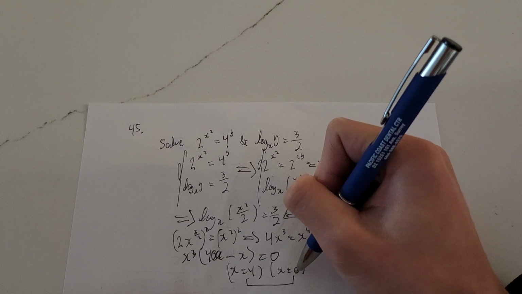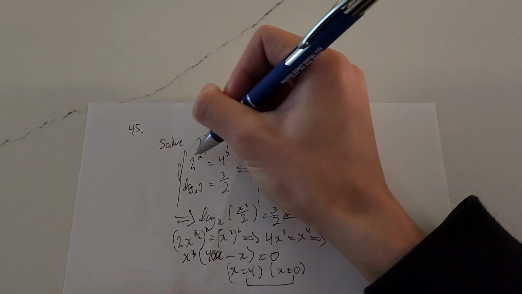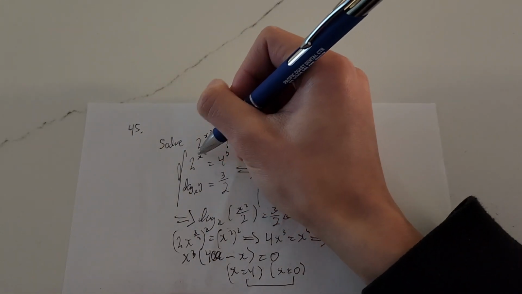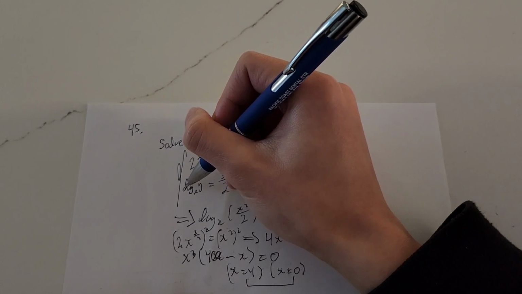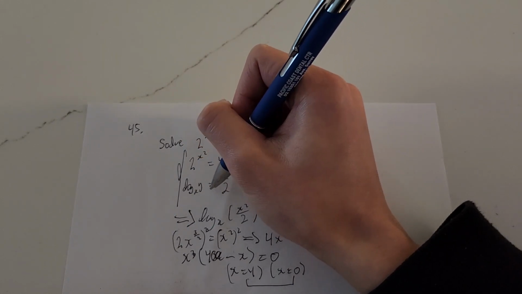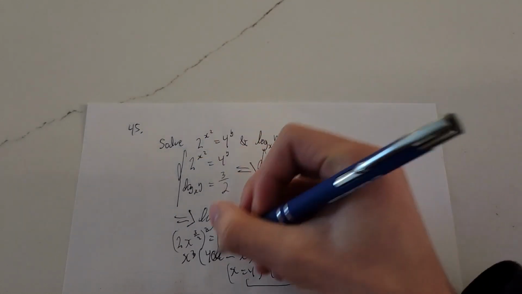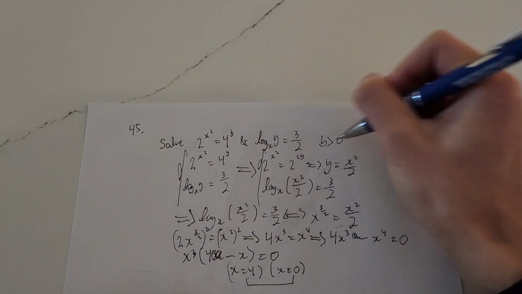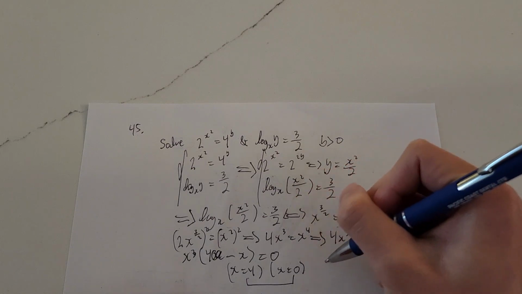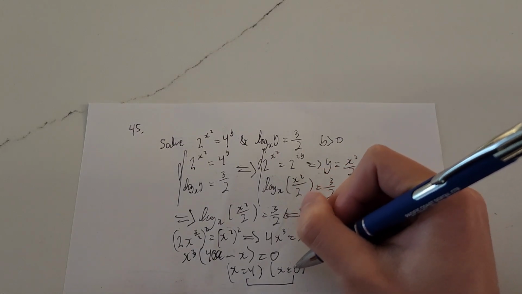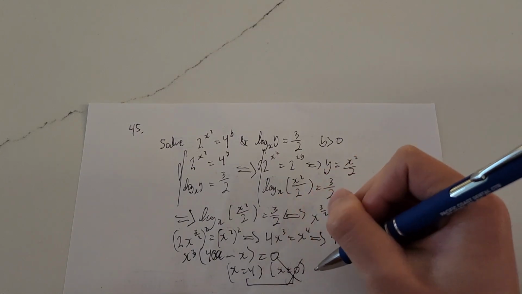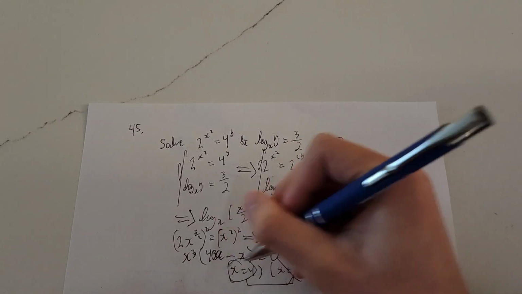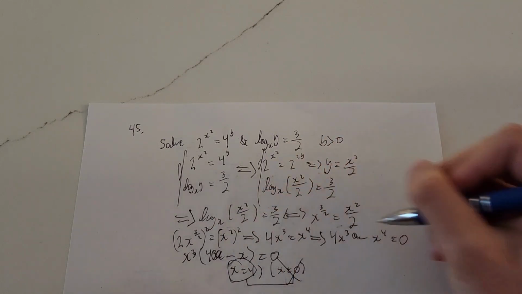Well, if x is equal to 0, then sure, it could work here. But here, log base 0 is simply not possible, right? Because the base has to be bigger than 0. Therefore, because the base has to be bigger than 0, x equals 0 is not a solution. It's only x is equal to 4. That's the only solution here.